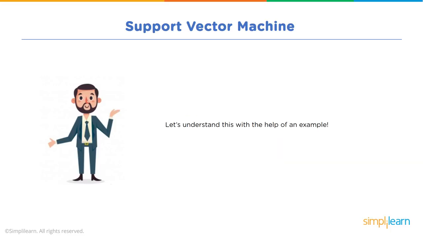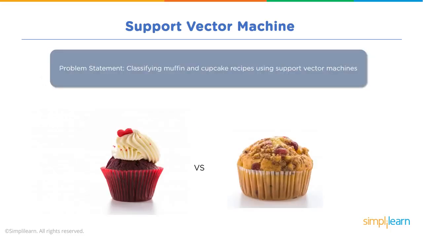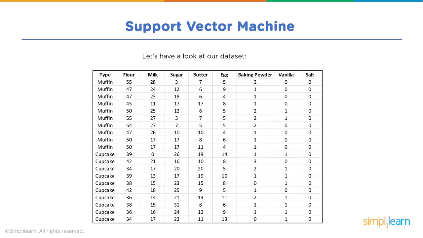Let's understand this with the help of an example. Problem statement. I always start with a problem statement when you're going to put some code together. We're going to do some coding now. Classifying muffin and cupcake recipes using support vector machines. So the cupcake versus the muffin. Let's have a look at our data set.